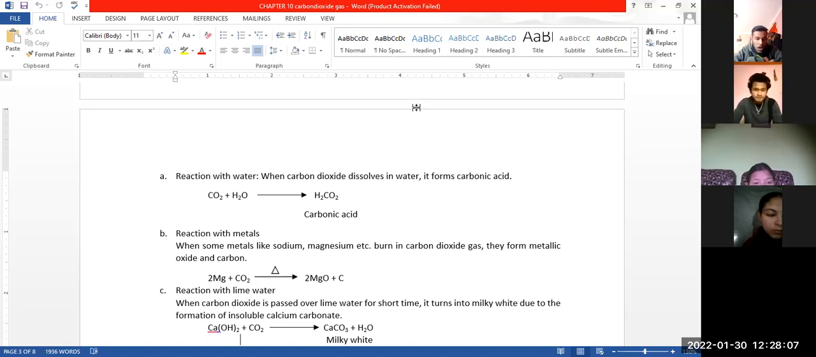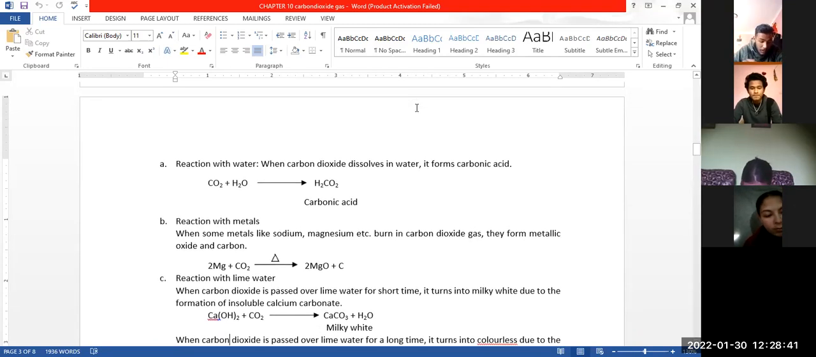Other is reaction with metals. Metals like sodium and magnesium burn in carbon dioxide to form metallic oxides. For example, magnesium plus carbon dioxide. This is also a very important reaction. Magnesium plus carbon dioxide gives magnesium oxide and carbon. Magnesium oxide is white and carbon is black. These are produced.